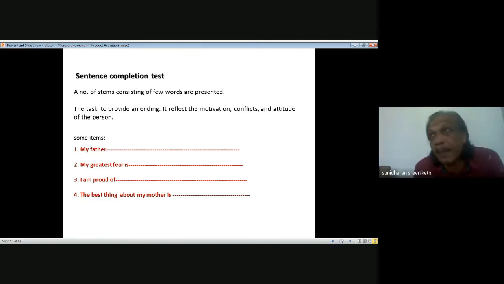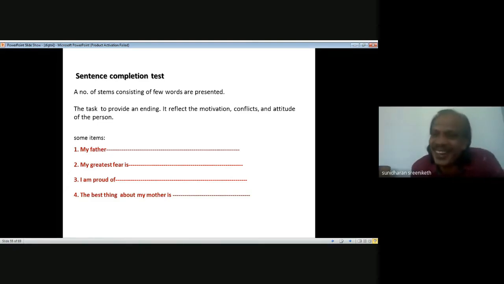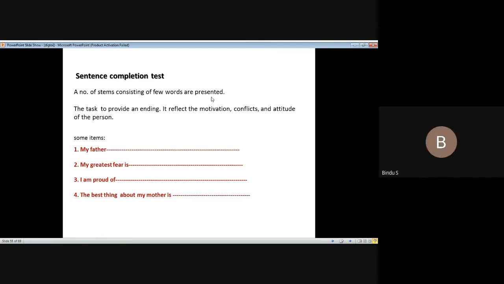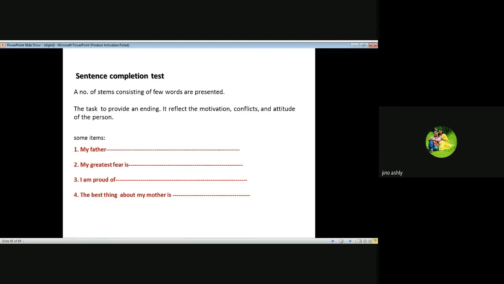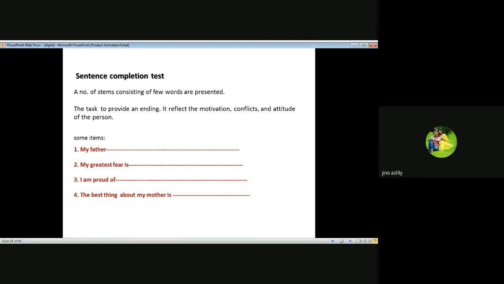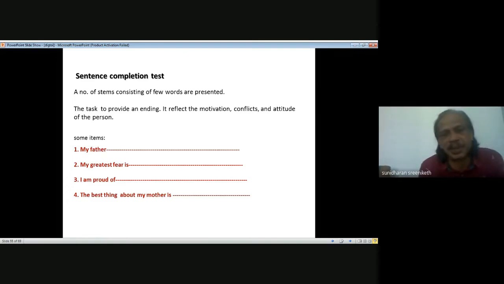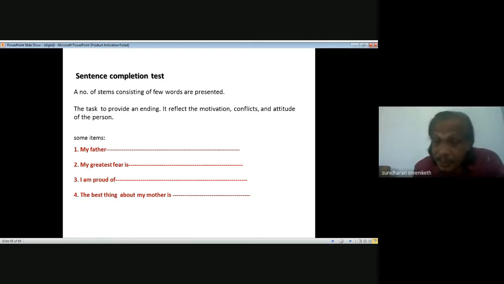the Picture Frustration test. Yeah, picture frustration, PF, or the PF study. Then draw a person and sentence completion. These are the major five projective tests.